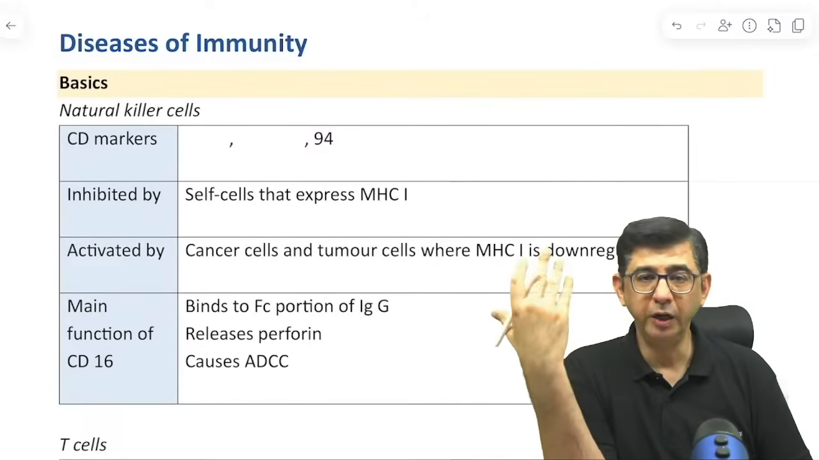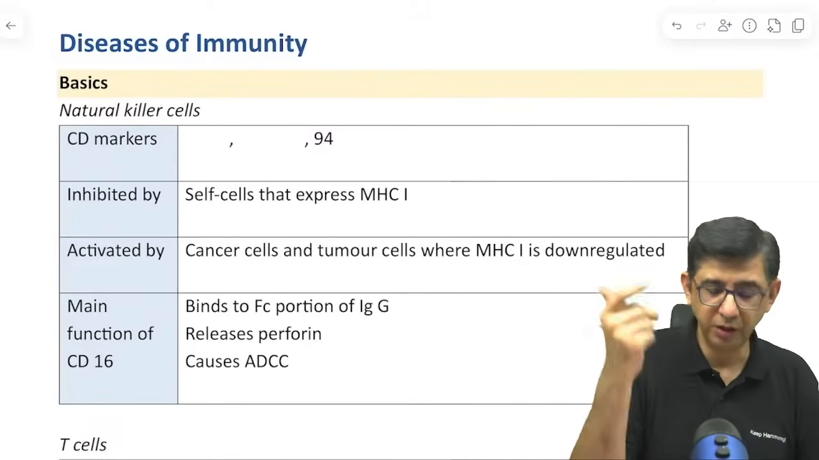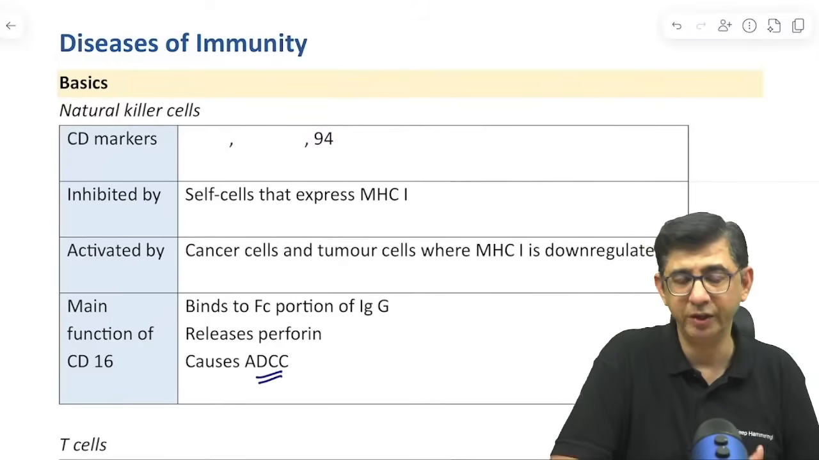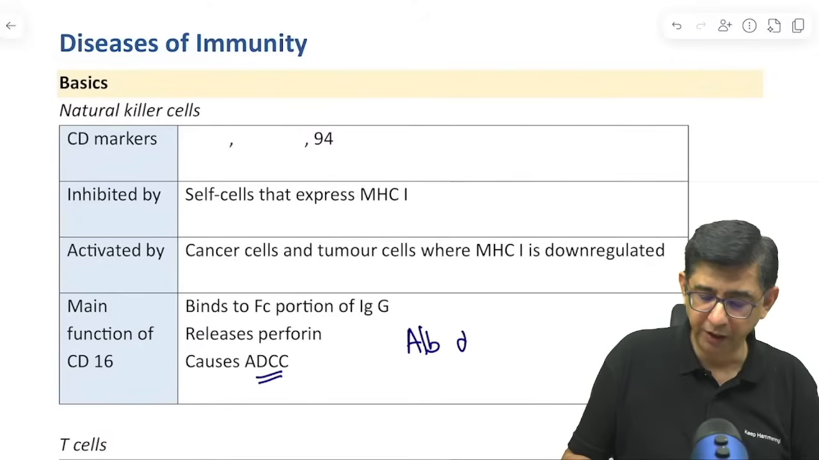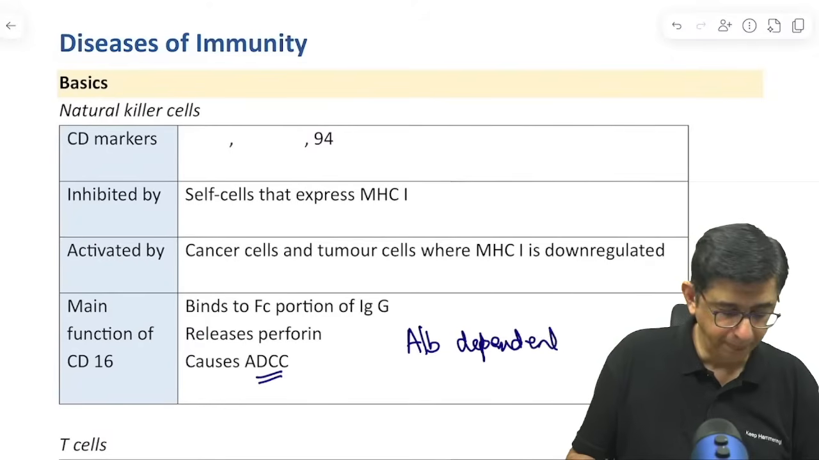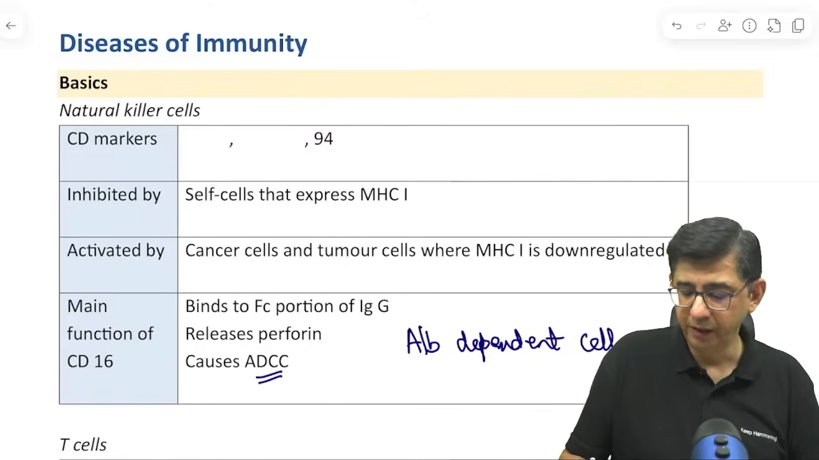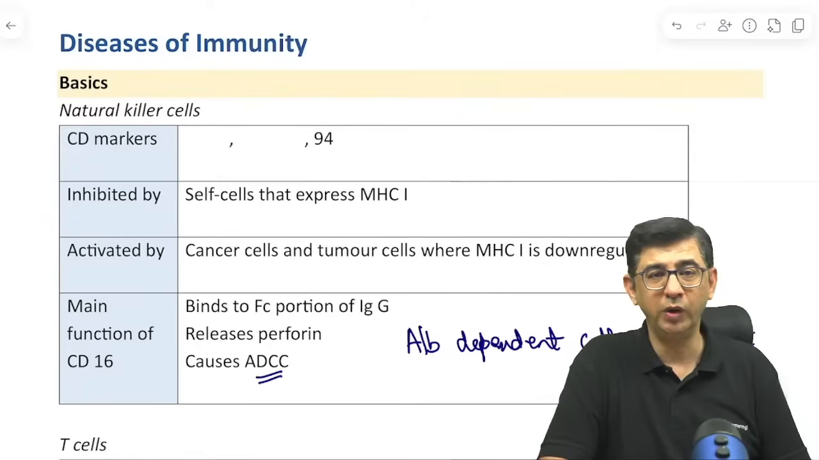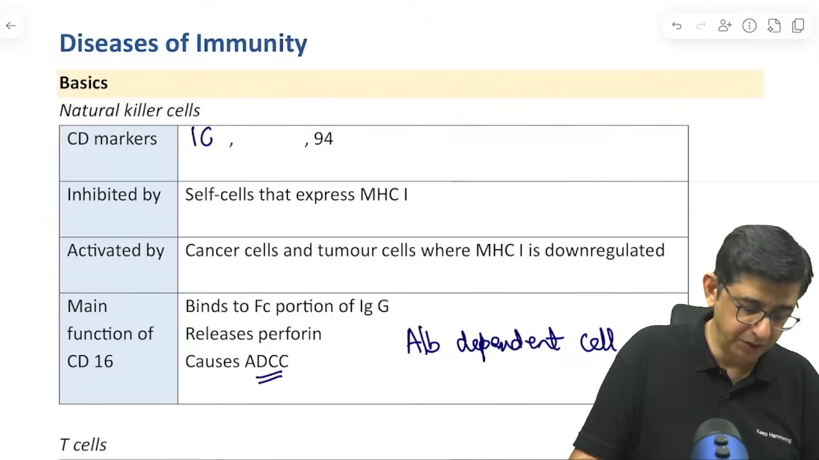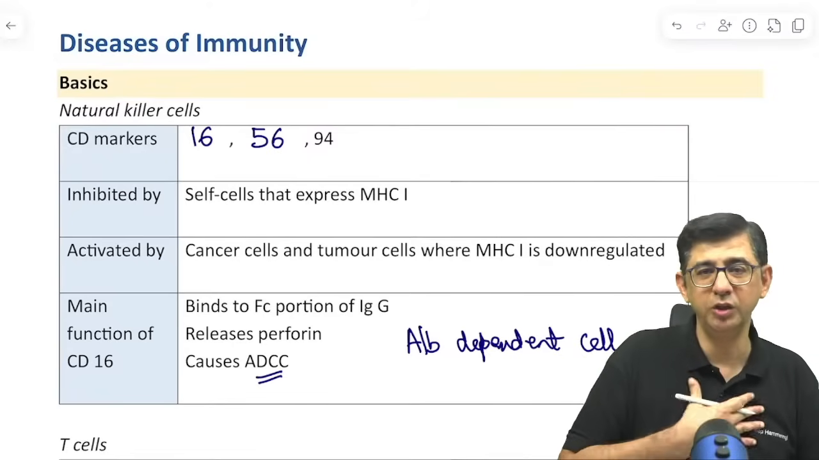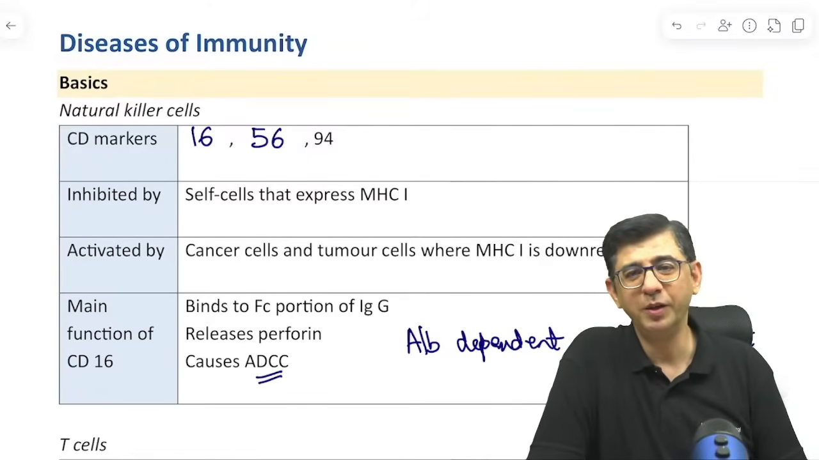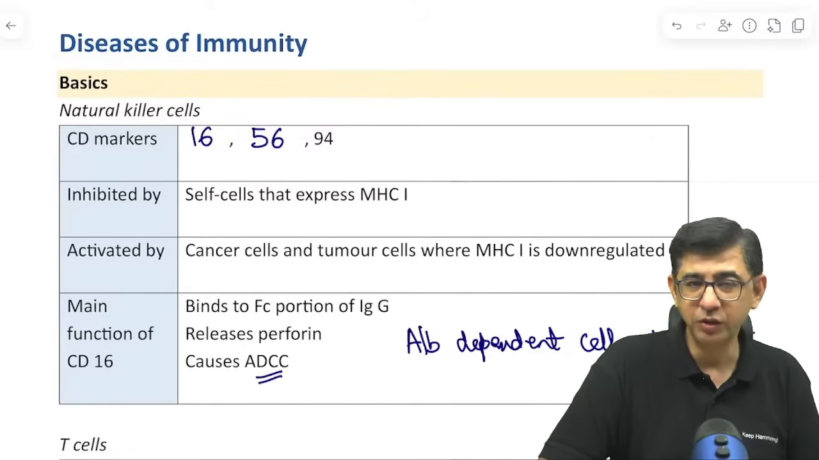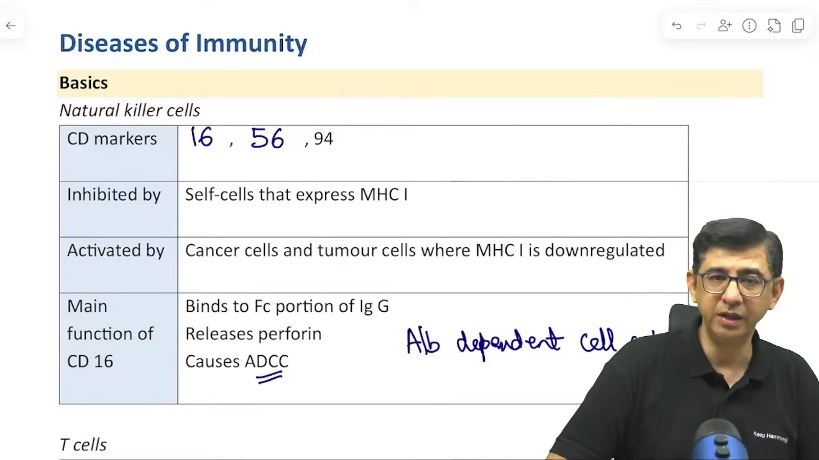Then you have to remember what they are inhibited by, what they are activated by, what the function is. All of these are questions to be remembered, including one of the main functions being antibody dependent cell cytotoxicity. While I'm writing the full form here, antibody dependent cell cytotoxicity. Yes, very good. That is the function of the natural killer cell, which they love to ask. The markers would be, yes, it is 16, 56. Modi ji says always 56 inch ka seena. So it is 16, 56 and 94.